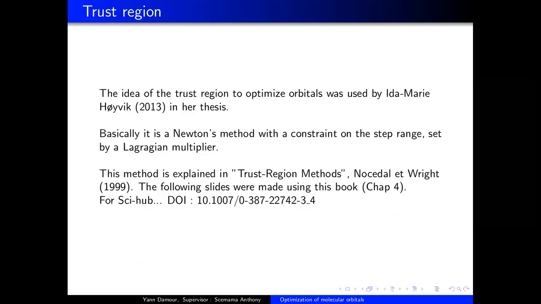We have another method to obtain the minimal energy. Filippi used this idea in his thesis. It's the trust region algorithm. Basically, it's a Newton method with a constraint on the step range, which is set by the Lagrangian multiplier. We can find this method explained in the trust region method by Nocedal on the right. And I made the following slide with this book. And you can find it very easily on SciHub.